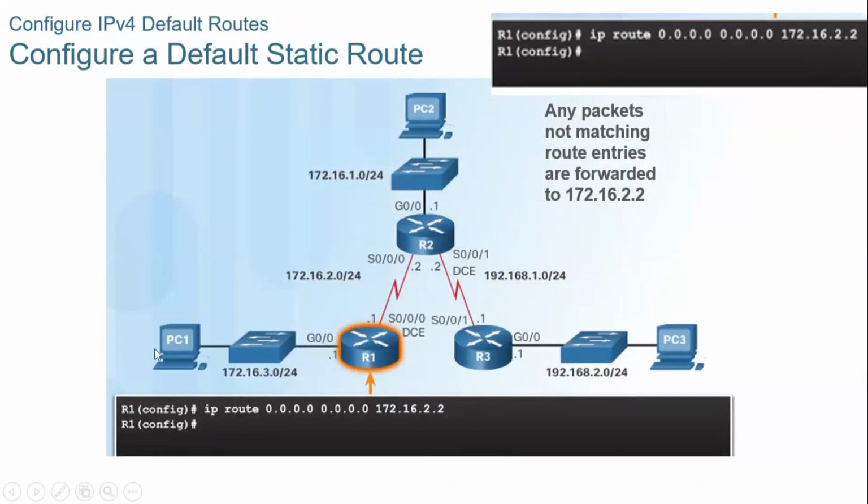So if PC1 sends to any network, 172.16.1.0, go out here. 192.168.2.0, it will go out here. 200.200.200, it will go out here. Whatever it is, R1 will send it out here. R2 will sort it out. But on R1, anything it gets, it will send it out here.